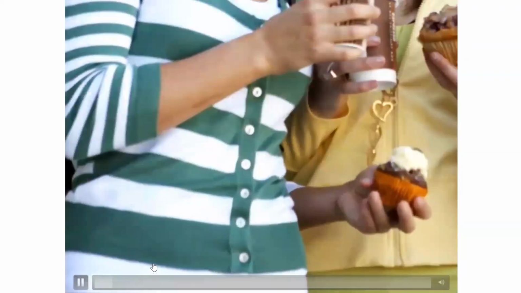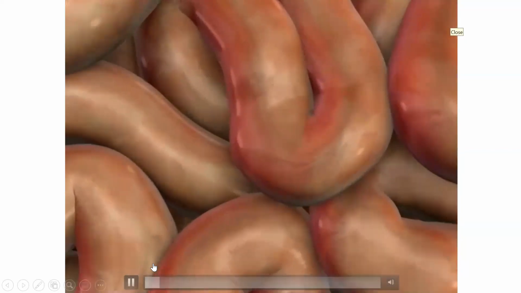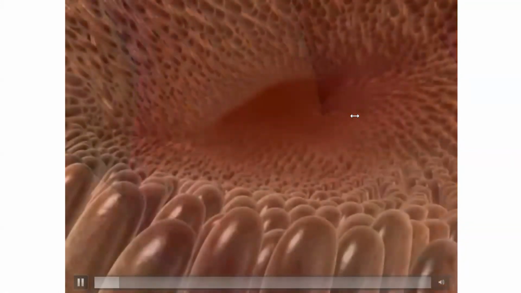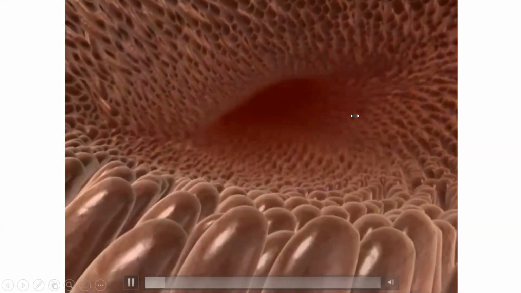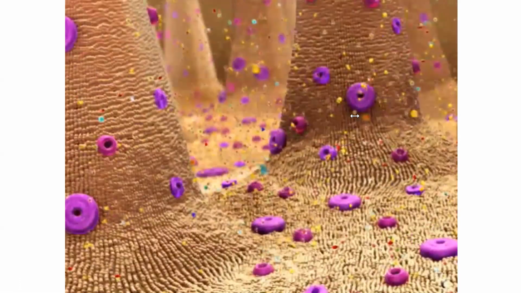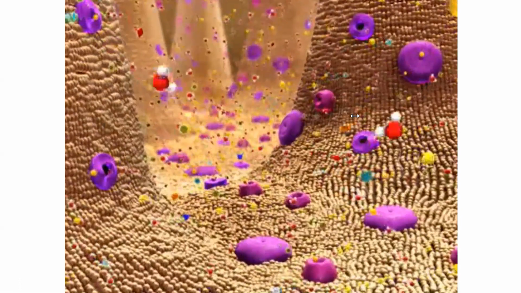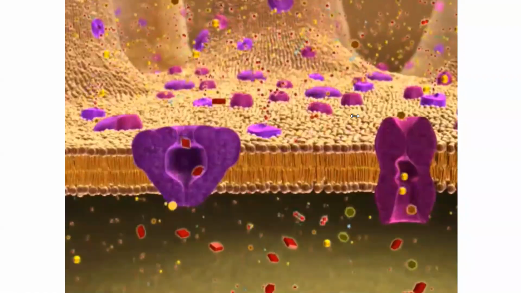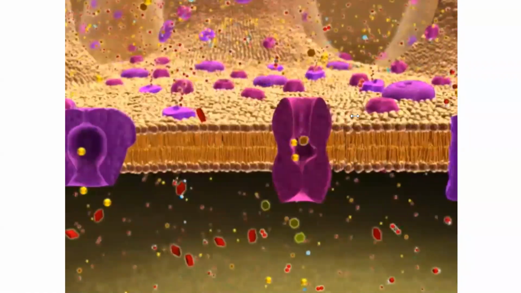All our energy and organic molecules come from food. Before we can use the molecules we eat, they have to enter our cells, starting with the cells lining the small intestine. Let's zoom in to the surface of a cell. The plasma membrane is selectively permeable. Some molecules can move across it, while others cannot. How do materials enter and leave cells?